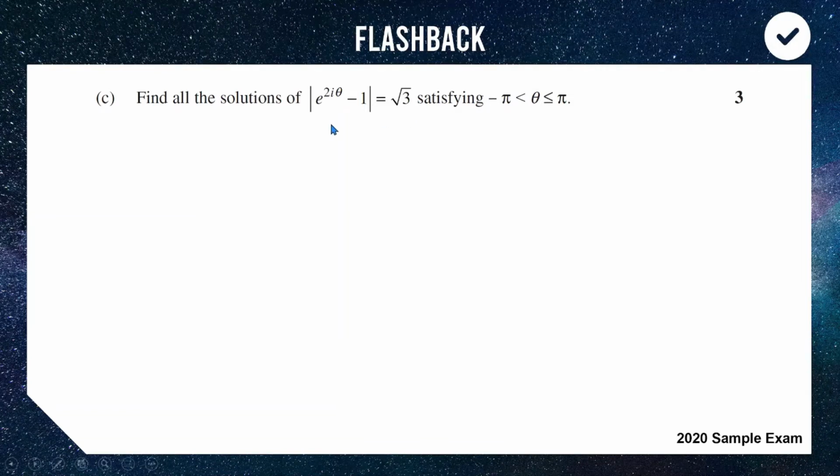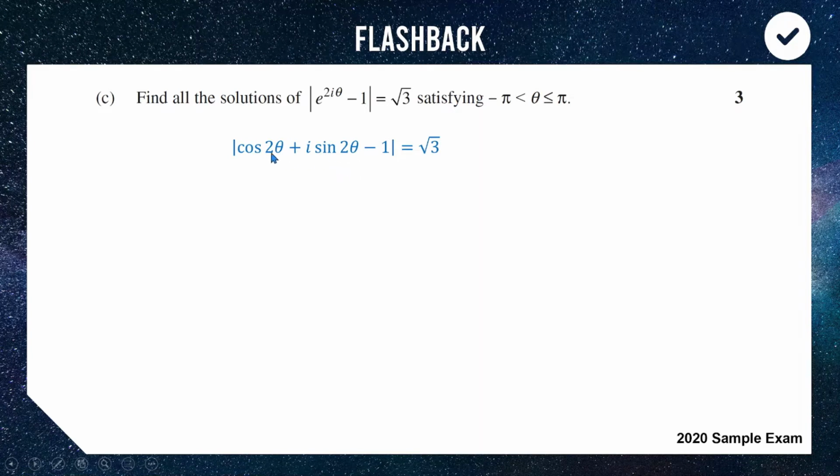So what we're going to do is write the complex number in polar form. So e to the 2i theta. Remember our form re to the i theta. Whatever is with your i in the power is your argument, and whatever is multiplying out the front is your modulus. So we have a modulus of 1, and we have an argument of 2 theta.